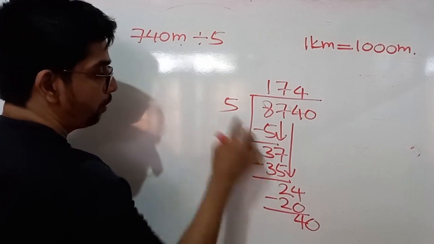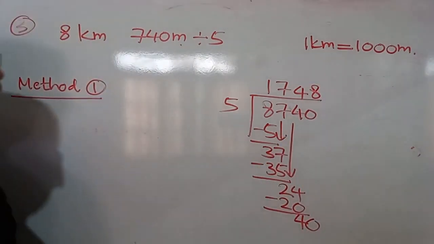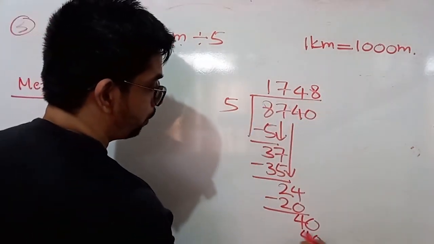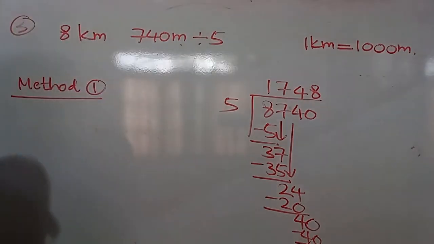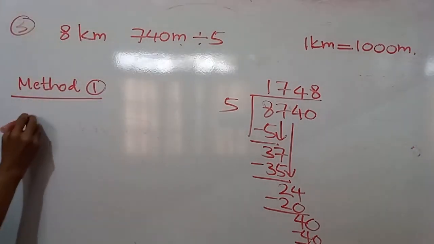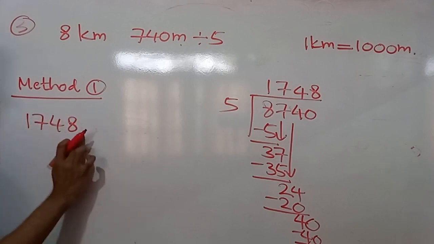4, and we bring down the 0, so 40. How many 5s are there in 40? 8. Right? So here, what will be the answer? So here 5 times 8 is 40. 40 minus 40, we get a 0. Right. So here, what will be the answer? Answer is 1748. But this is what?